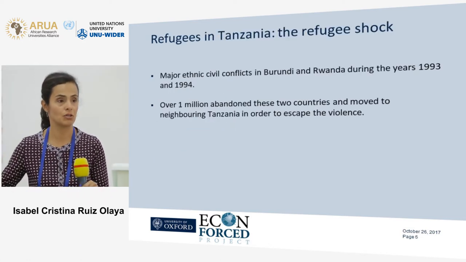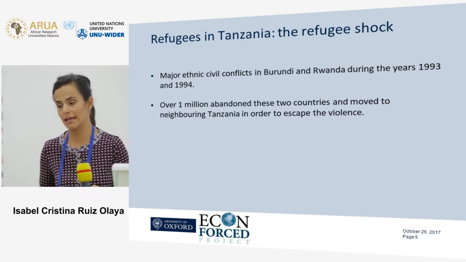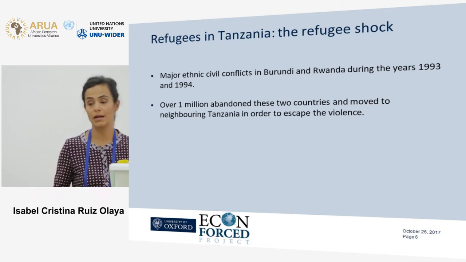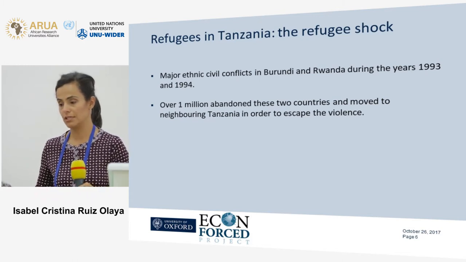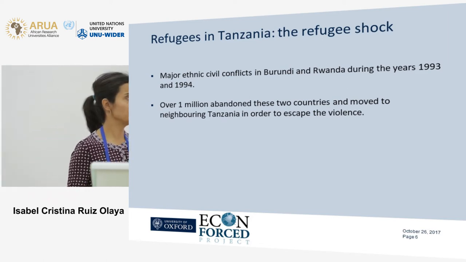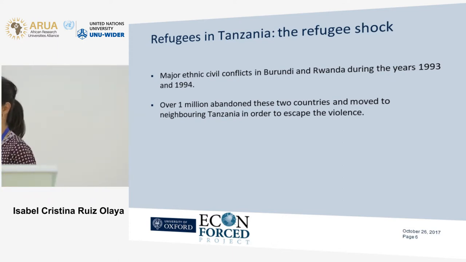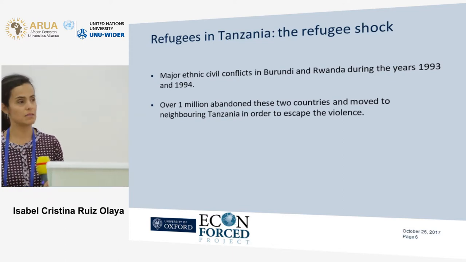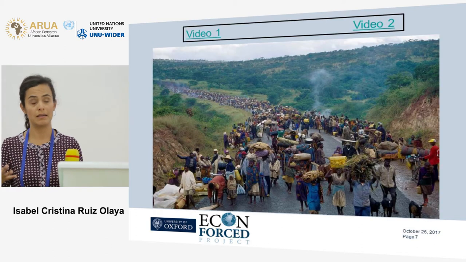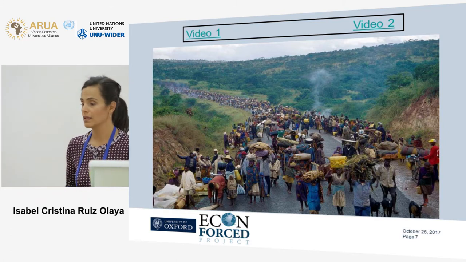We call it the refugee shock because there was a big inflow of refugees into Tanzania in the 1990s, 1993, 1994. There was a major ethnic conflict in Burundi and Rwanda, and over a million refugees abandoned these two countries and moved into Tanzania, specifically to this part of Tanzania, which is Kagera. One of the things about the conflict is that a lot of people had to move very quickly, and basically distance was a big determinant of moving into Tanzania.